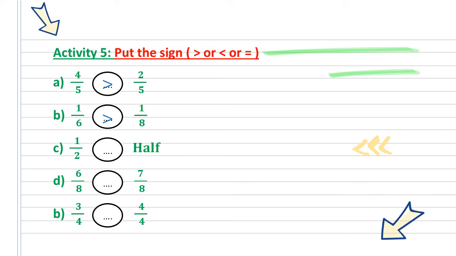Question C, I have 1 over 2 and half. They are equal. 1 over 2 means half. 6 over 8 and 7 over 8. Who is the bigger? 7 over 8. And the last question, question B. 3 over 4 and 4 over 4. Who is the bigger? For sure 4 over 4, which means 1.